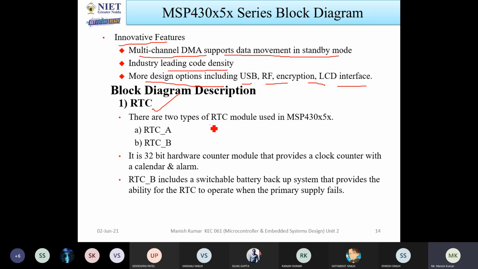Okay, so this RTC module has two types of RTC, called RTCA and RTCB. It is a 32-bit hardware counter module that provides a clock counter with a calendar and alarm. Now everything related to time, either alarm or calendar or any timing, you can configure this RTC with the help of the 32-bit hardware counter.